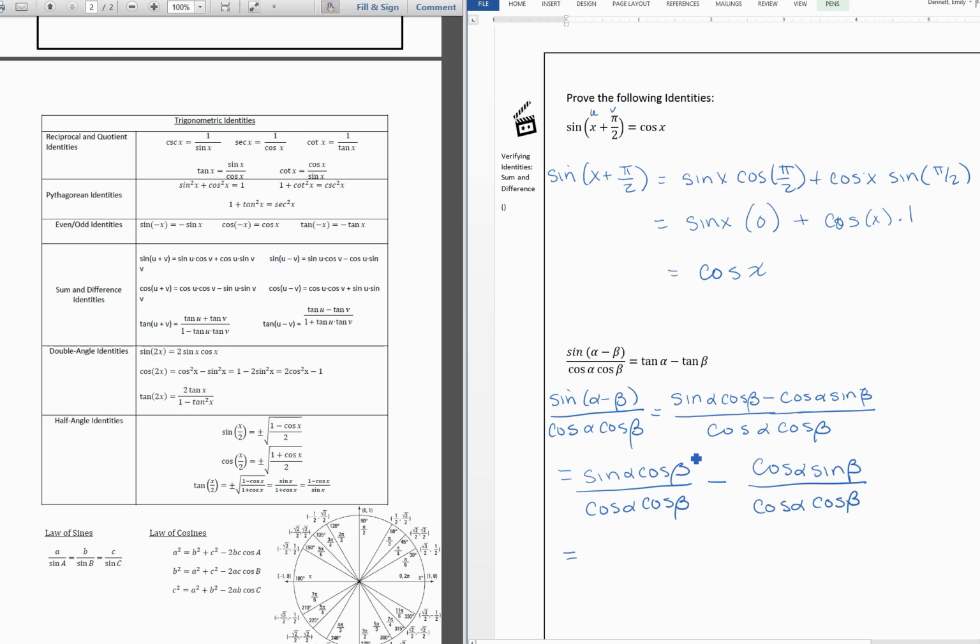Now notice for this first piece, the cosine betas cancel out. So we'd have sine of alpha over cosine of alpha, minus the second piece, where the cosine alphas cancel out, sine of beta over cosine beta. Okay, and since from the quotient identity we know that sine of x over cosine of x is equal to tangent of x, this would be tangent of alpha minus tangent of beta, which is what we were trying to prove.